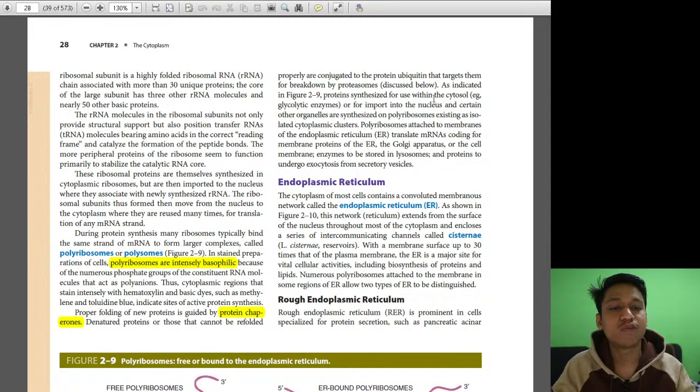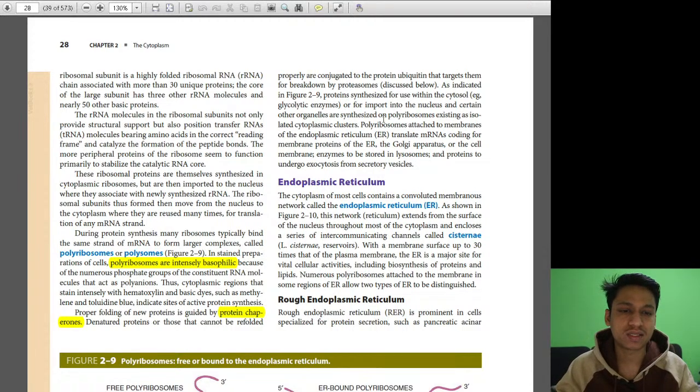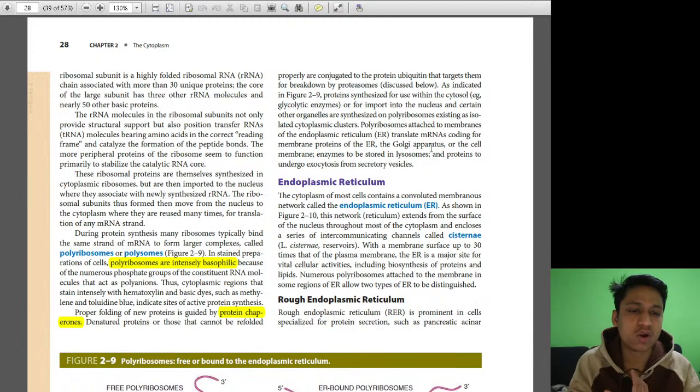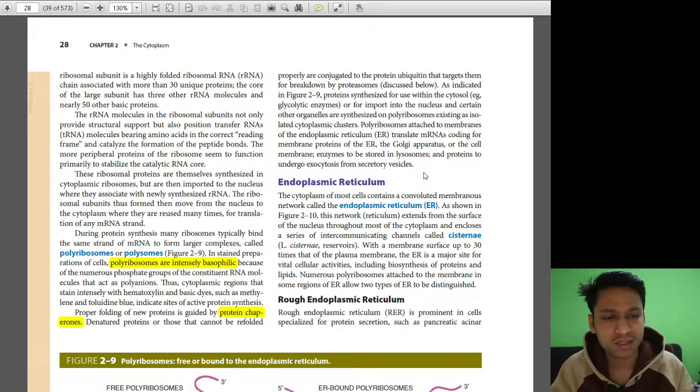Proteins synthesized for use within the cytosol, within the cytoplasm, like glycolytic enzymes for example, or for import into the nucleus and certain other organelles, are synthesized on polyribosomes existing as isolated cytoplasmic clusters. Okay. Polyribosomes attached to the membrane of the endoplasmic reticulum translate mRNA coding for membrane proteins of the ER. So this is the role of the ER. We'll study how the ER works, Golgi apparatus next. Let's check what's happening with the endoplasmic reticulum.